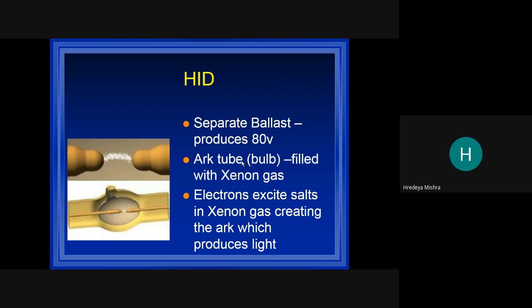Spark is produced like in an IC engine, but where is this spark used? That spark is used to fire the air fuel mixture. And here, this spark is used to fire the xenon gas, creating the arc. Okay, so by this the HID bulb is blowing in the cars or automobile system.